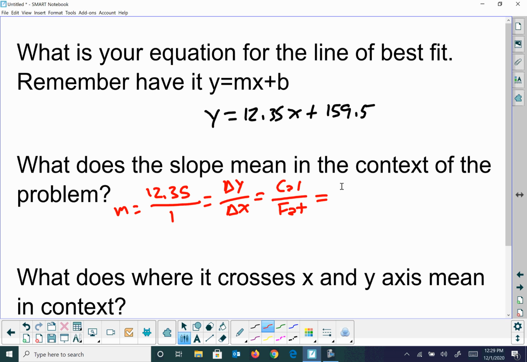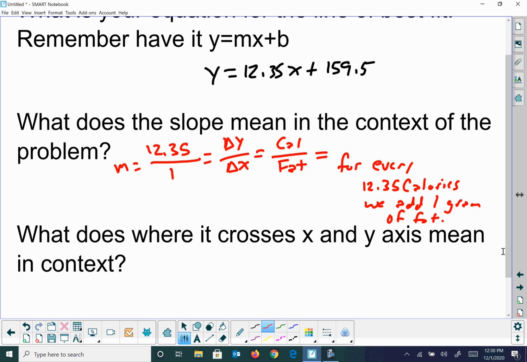Okay? So this means, in the context of our problem, for every 12.35 calories, we add 1 gram of fat. Okay? Let's see.